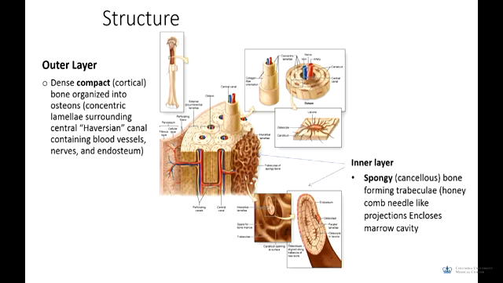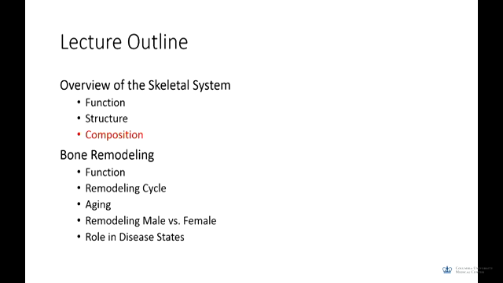The bone is made up of the compact outer layer, which is the cortical bone, and the inner layer, which is spongy, and it's called the trabecular bone. The outer layer is very heavily vascularized. Bone takes up about 10% of cardiac output, which is a lot. And the inner layer is organized into these honeycomb-like structures, which gives it soft but tough properties.